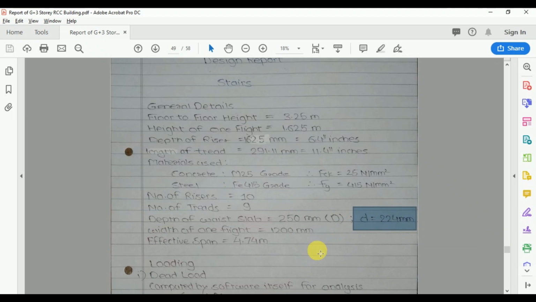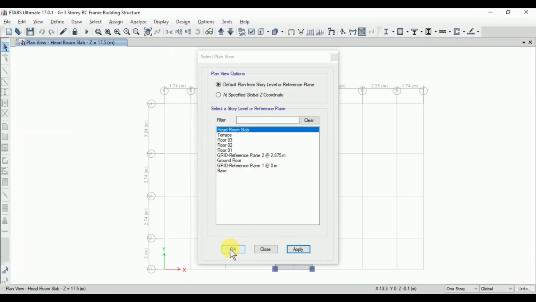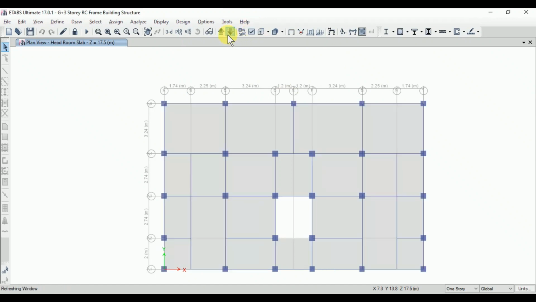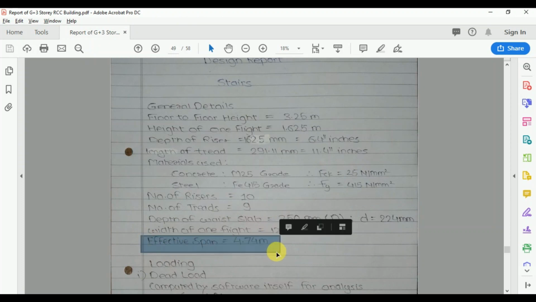The width of one flight, as you can see in our plan, is 1.2 meter, hence 1200 mm. The effective span is 4.74 meter. This is a very important thing you need to consider in the design of stairs, and it is as per IS 456-2000.